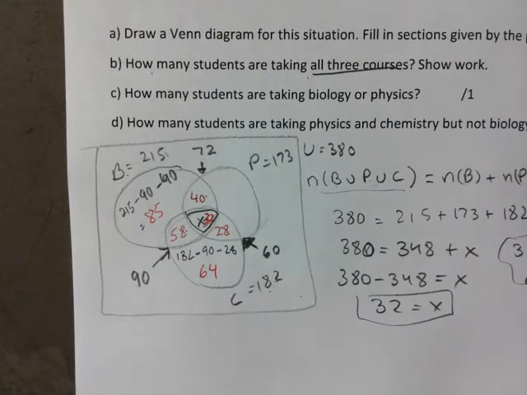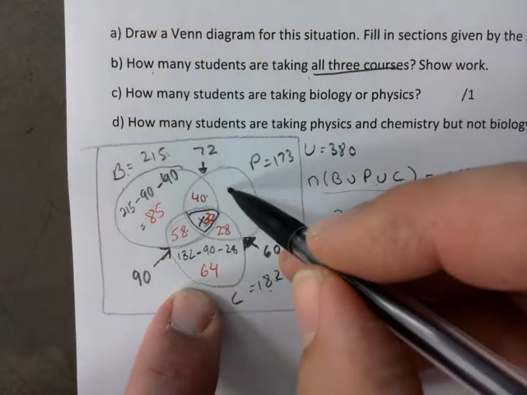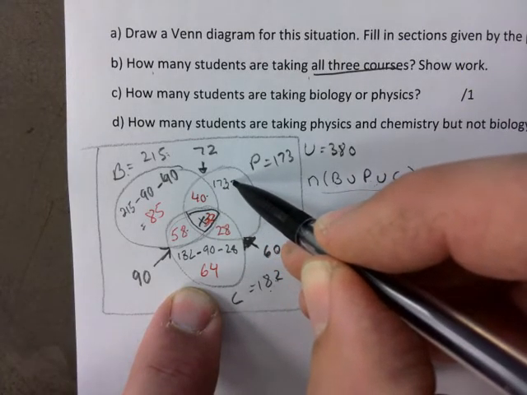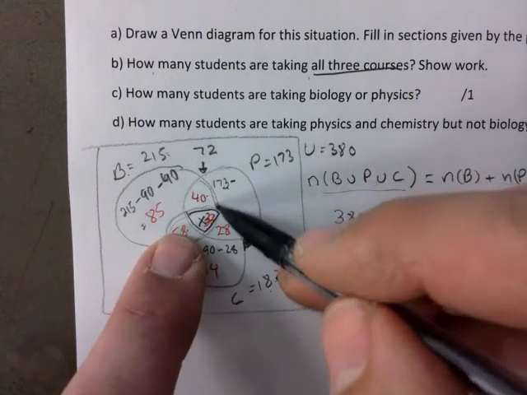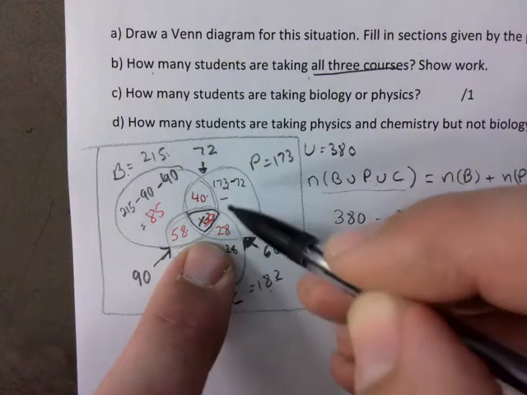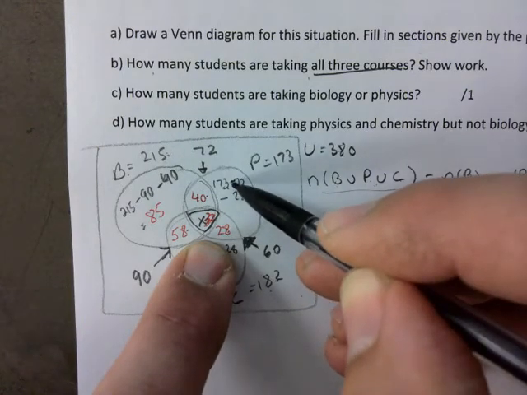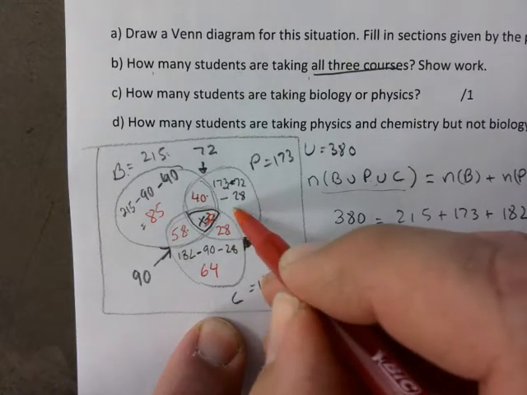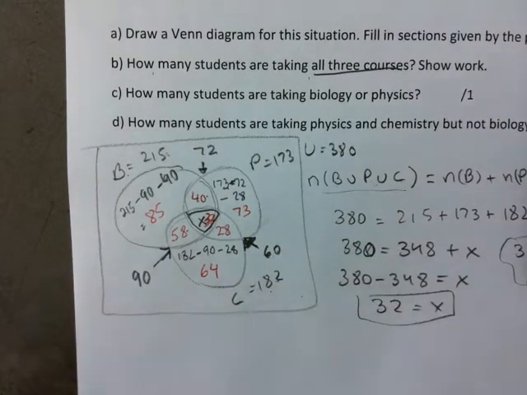So there it is. And then to get this section, I go 173 minus, you choose, 60 or 72. I'm going to go 72 minus the 28 here, right? And that gives you 73. And you're done. A real quick check.